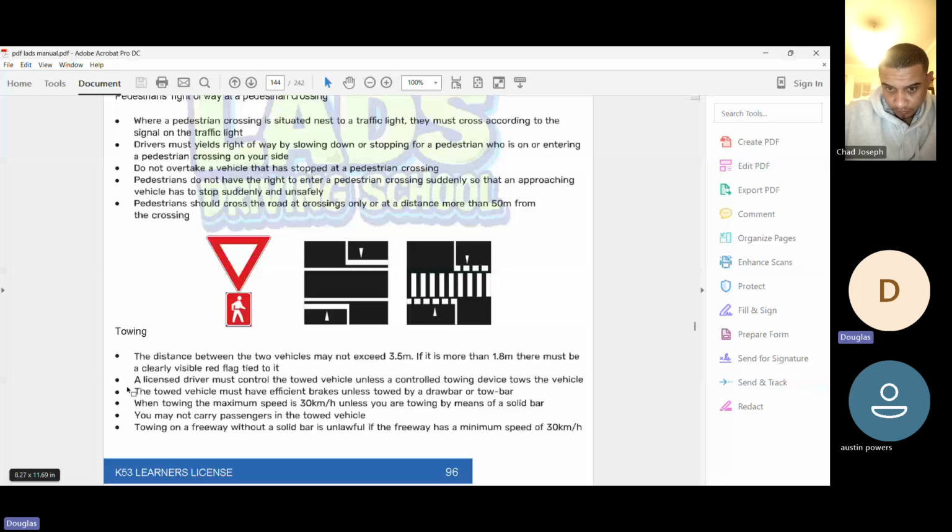Controlled towing device, you attach it to the front wheels and then it almost works like a trailer. It also controls the direction of the wheels. So when you're turning left, it will do the same thing as the trailer. It controls the direction of the front wheels of the car that you're towing.